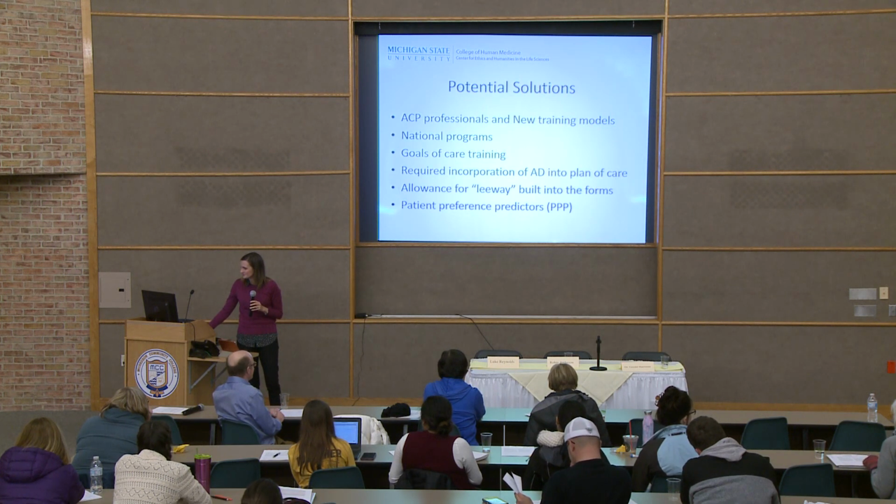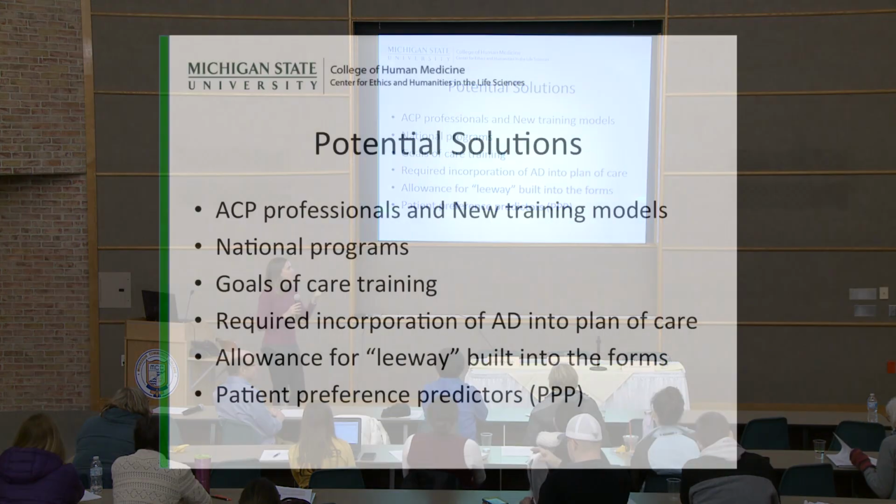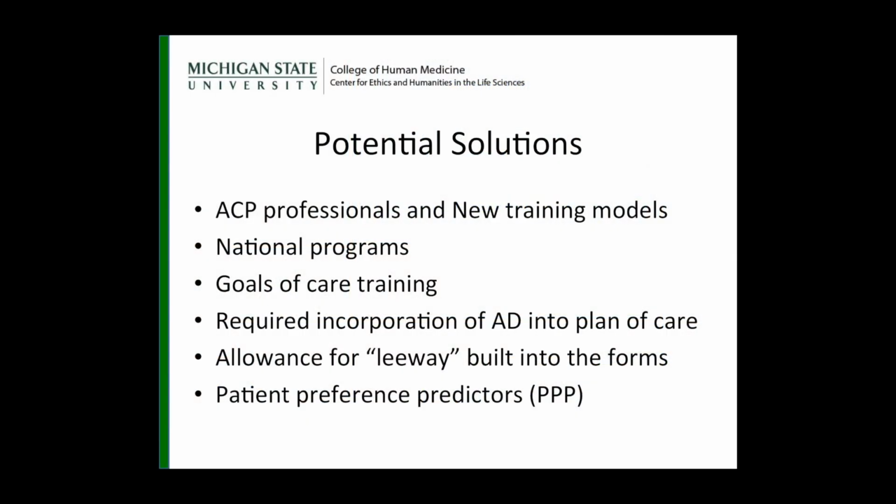Okay, so what can potentially help us moving forward with making sure that the documents that we have are working? Again, you heard this before, but people who are trained in Respecting Choices, that Gundersen model, there are all these professionals now who are trained to help people fill them out. And that is boosting how many people actually do fill them out and how informed they are. So that can be really helpful.